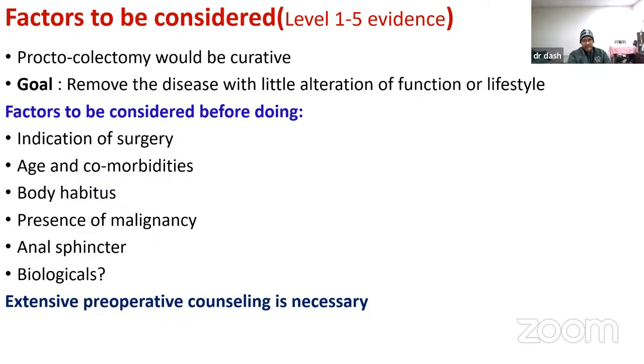Biologicals: there are now enough studies, barring one or two, which say that in ulcerative colitis, if you are going for surgery, wait for some time before the biologicals are stopped. But most of the studies now say that they do not have any effect on the result or decision making in the surgery. And the guidelines say that if the biologicals dose has come down to 20%, then we can go ahead with surgery for ulcerative colitis.